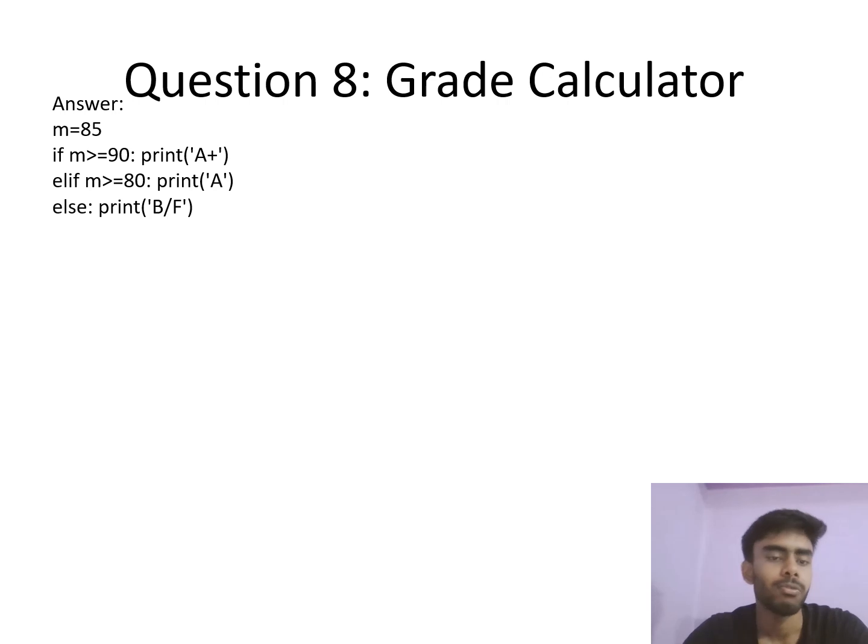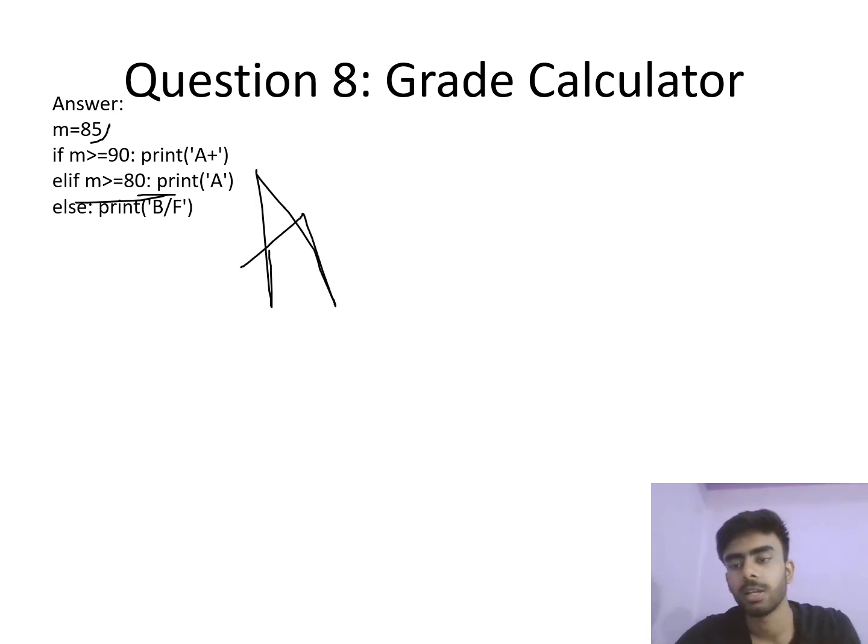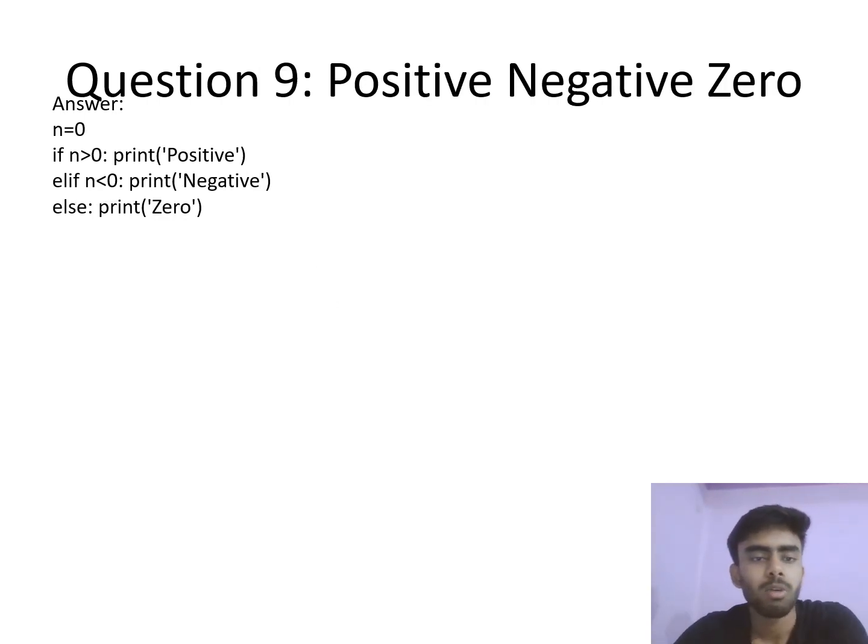Else print B or F. So our input is 85, so this one lies in this part. So our output will be A. Now come to the next question. Find out positive, negative, zero.